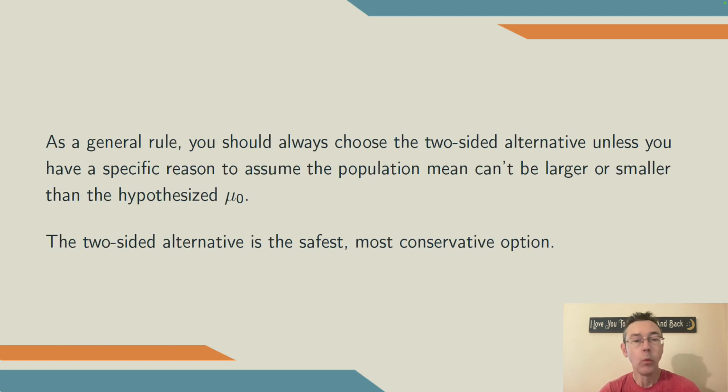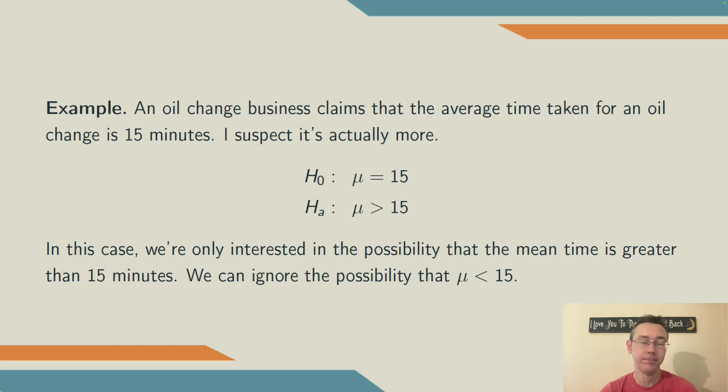As a general rule, when in doubt, you should always choose the two-sided alternative, unless you have a specific reason to assume the population mean can't be in the other direction. The two-sided alternative is the safest and most conservative option.